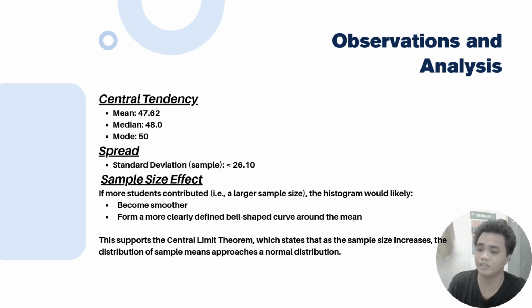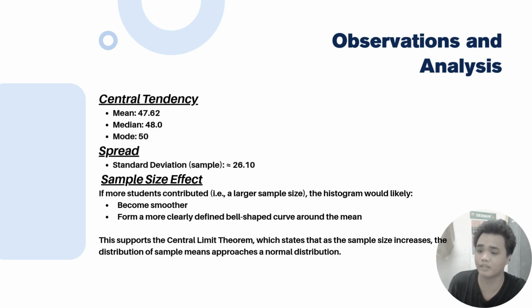Spread. This shows the standard deviation, which measures the spread or variability of the data around the mean. The sample standard deviation is approximately 26.10. This tells us how much the numbers typically deviate from the average.